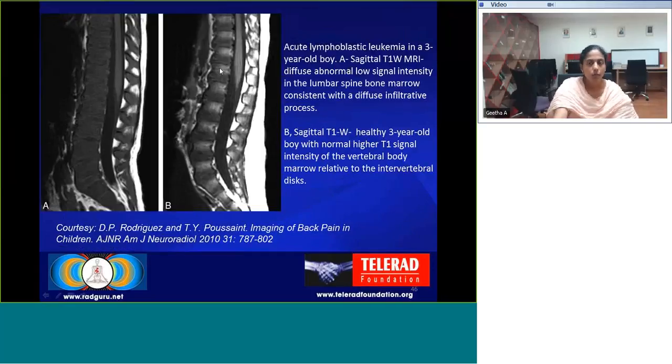Involvement of spine in acute ALL in a 3-year-old boy: diffuse T1 hypointensity in the lumbar spine is consistent with this. In contrast to it, this is a normal healthy 3-year-old boy, which shows higher T1 signal intensity of the vertebral body in relation to the disc space.